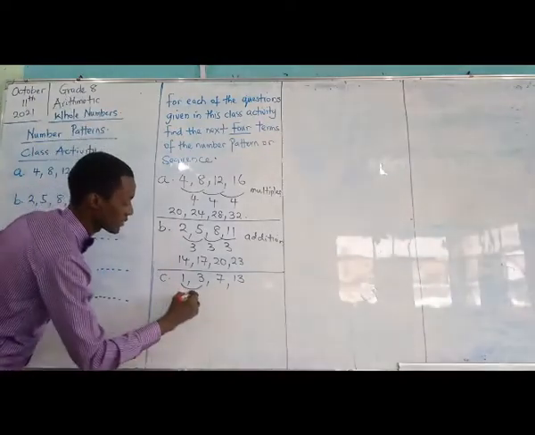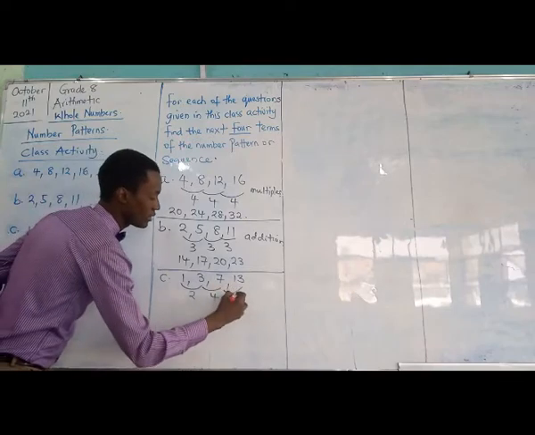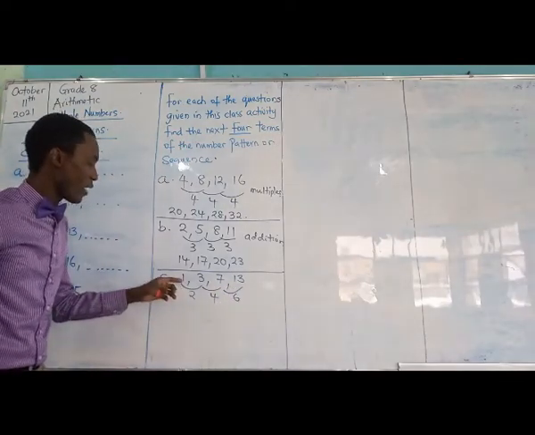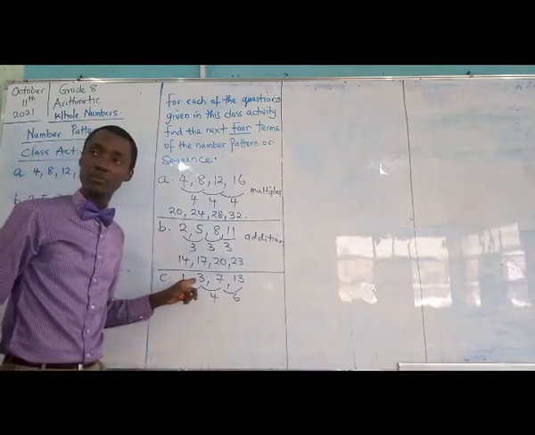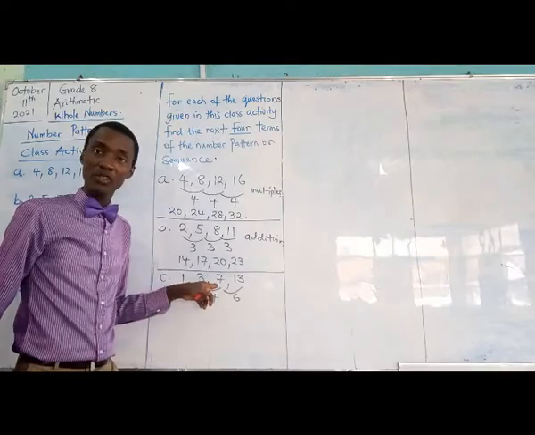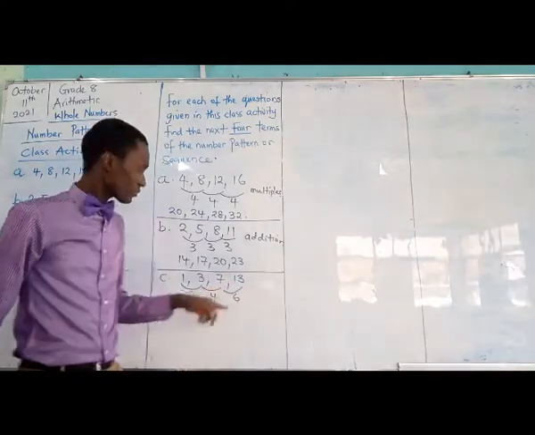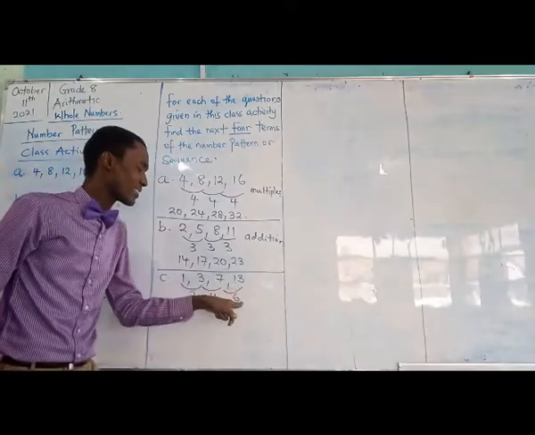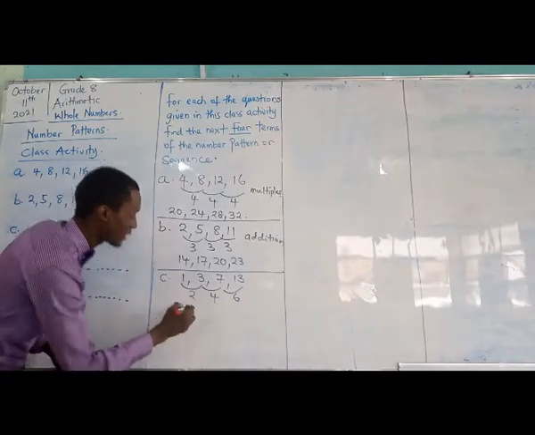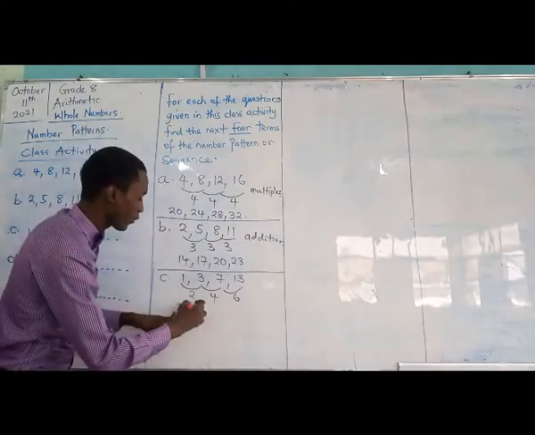Look at this. 2, 4, 6. So what do you notice? To get the first one, I added 2. To get the second one, I added what? 4. To get the next one, I added what? 6. It means that if at this point I added 6, what will I add to the next one? 8. And that will give me 21. Is that right? After 8, I add what? 10.